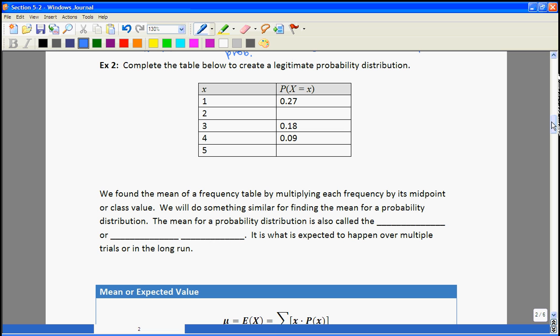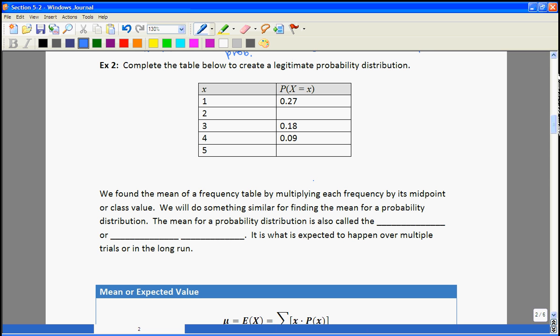Okay, let's take a look at example 2. Complete the table below to create a legitimate probability distribution. Well, now you know what goes into a legitimate probability distribution. I have to have probabilities that are between 0 and 1, and all the probabilities have to sum to 1. So here we're missing 2 values. Well, we already know we're not going to pick anything negative, and we're not going to pick anything that's higher than 1. But we need to figure out what these 2 values should be in order to make them sum to 1.